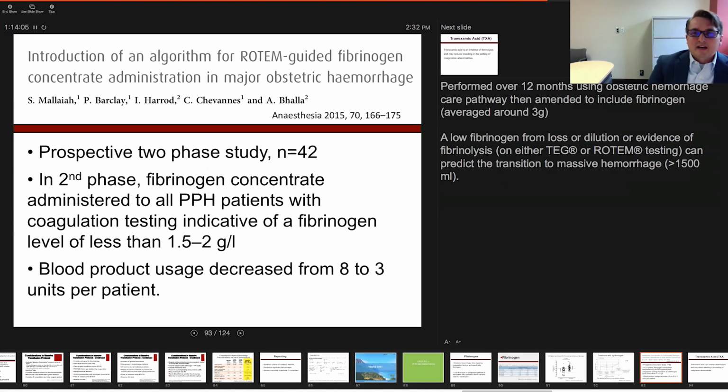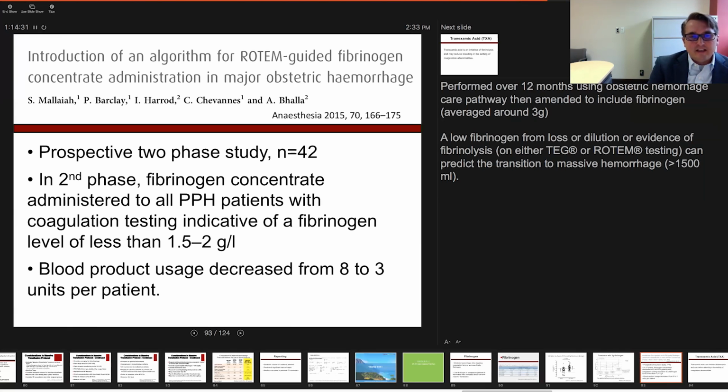So we have another study, 2015 again, and this is what's known as a prospective 2-phase study. What happened at this institution was they had just instituted an obstetric hemorrhage care pathway, and they performed it for about 12 months, and they looked at their outcomes, looked at the data, and also looked at the fibrinogen level, and that averaged around 3 grams for those patients during their care.